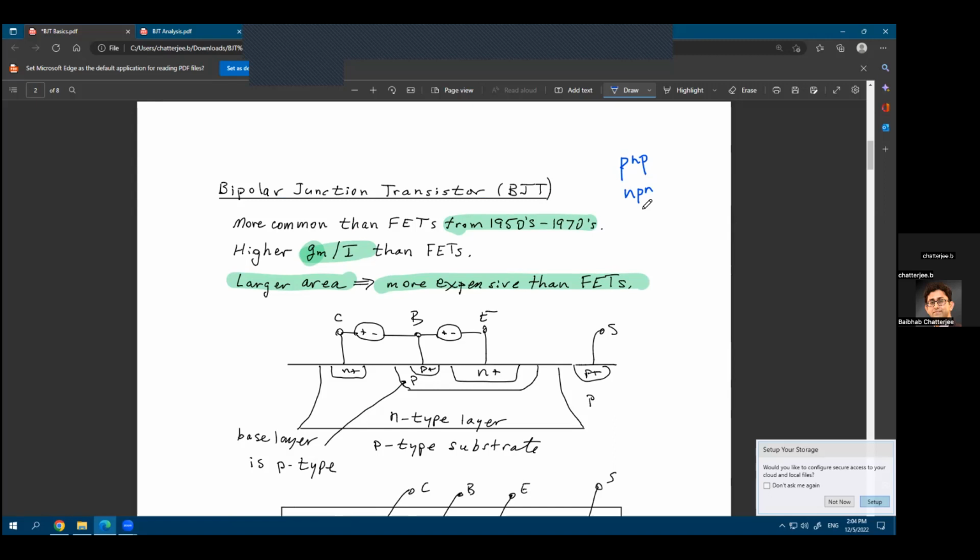But there are more things to it. It's not as easy. You cannot just take two diodes and connect them back to back. It will not form a BJT. So there is a design concern.